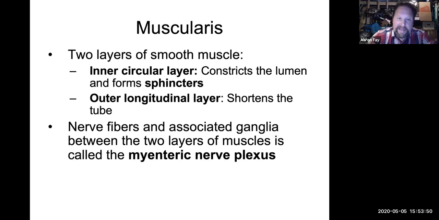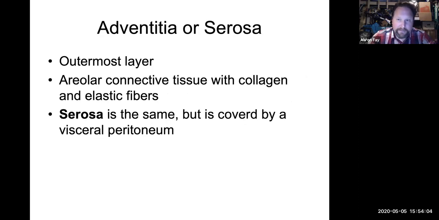Superficial to that, we have the muscularis, an inner layer of smooth muscle, right? Then we have an outer layer of smooth muscle that's longitudinal. In between the two, we have our second plexus called the myenteric nerve plexus. Okay, outermost layer, the fourth and final layer, it depends if you're intraperitoneal or retroperitoneal. If you're intraperitoneal, you have a serosa. If you're retroperitoneal, you have an adventitia. Both of them are made of connective tissue, elastic fibers, collagen fibers, support and stabilize the various organs.